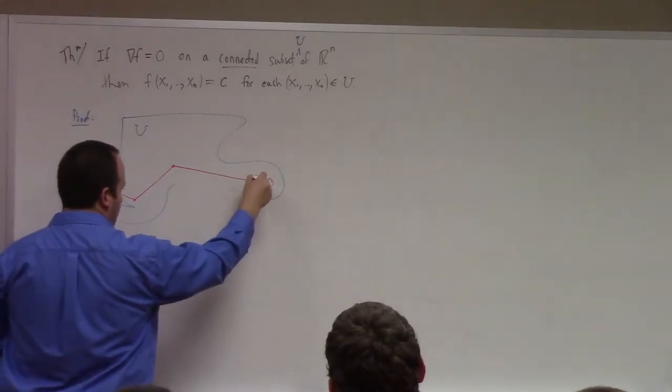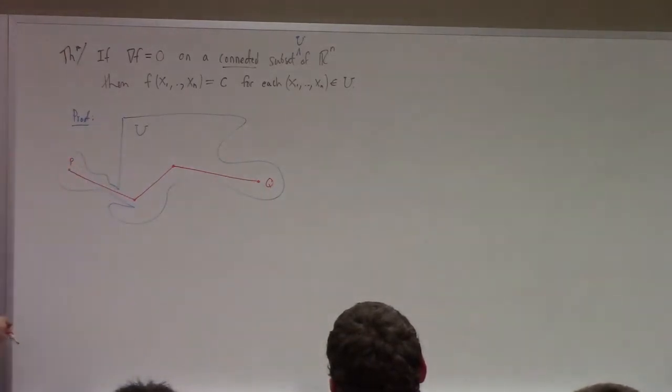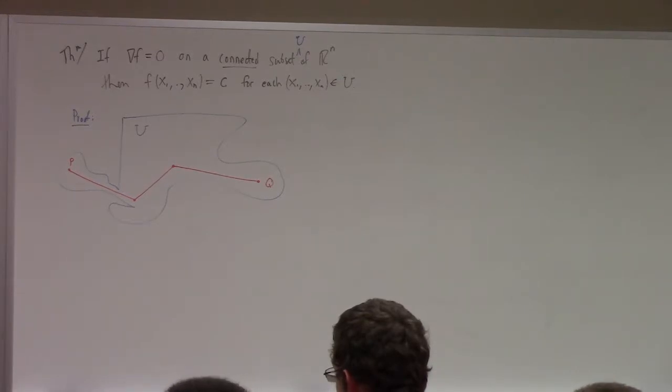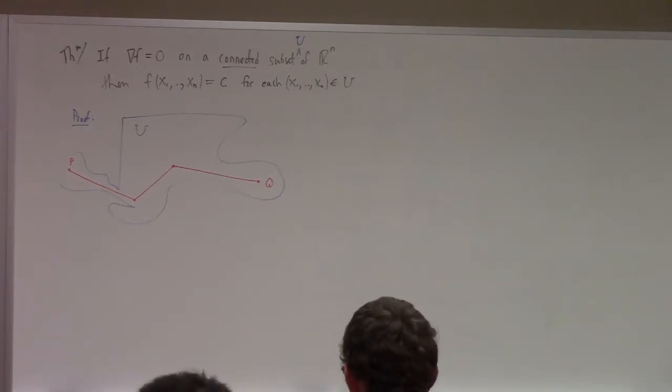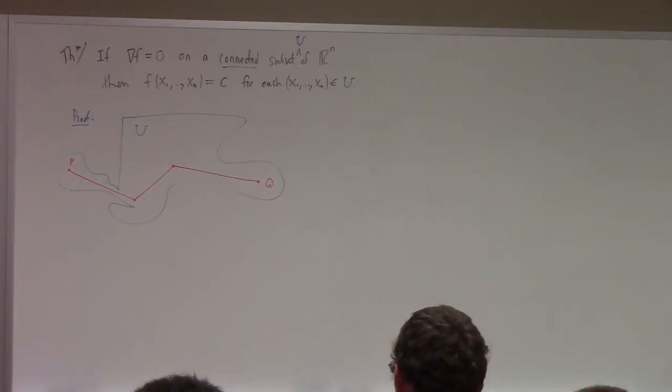I can connect the points by some sort of broken polygonal path. I can take line segments and join them together, right? This is the meaning of the word connected. Essentially, for us, it's path connected. You can find a path from one point to the other, and we can just use little line segments to be boring.